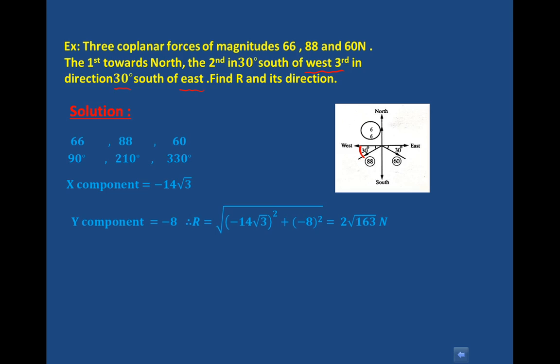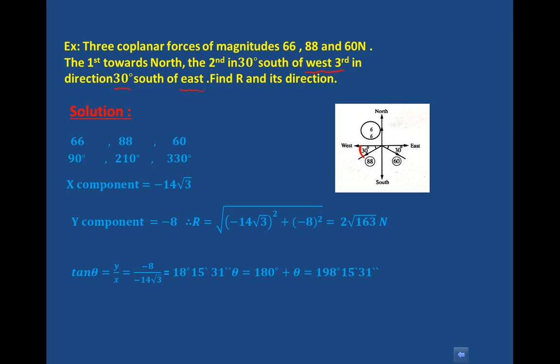Take care, x component is negative, also y component is negative, then the resultant direction will be in the third quadrant. Measure angle theta will be in the third quadrant. R equals the square root of negative 14 root 3 squared plus negative 8 squared, equals 2 multiplied by square root 163.